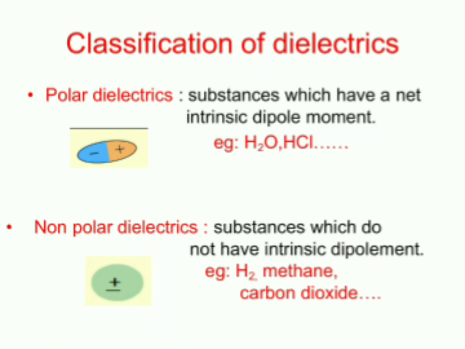We indicate it by an oval with one end negative and the other side positive, which shows that it is a polar dielectric. Whereas in non-polar dielectrics, the center of positive charge coincides with that of negative charge. So there is no net intrinsic dipole moment for each molecule. Examples are hydrogen H2, methane, carbon dioxide, etc.